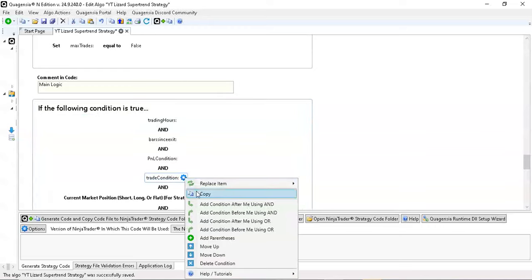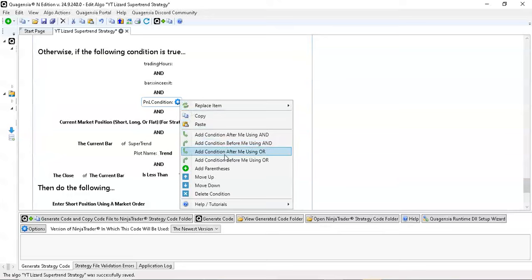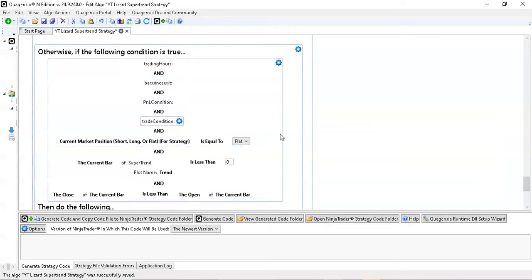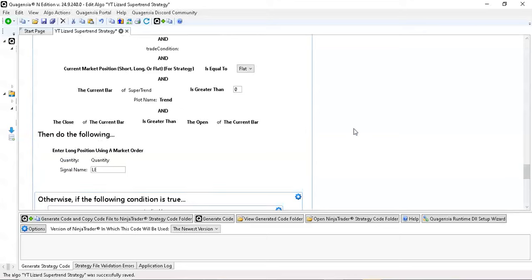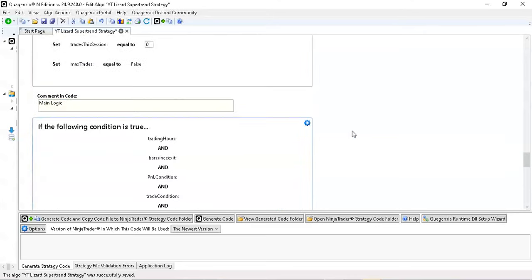Copy. Go down to the shorts, do the same thing. Alright. Not done yet. This is the complicated part that really threw me off a little bit.